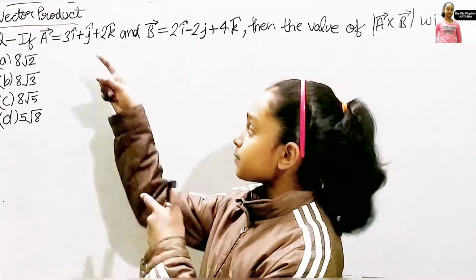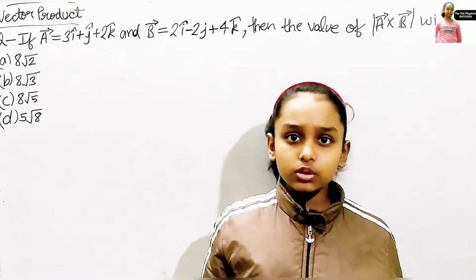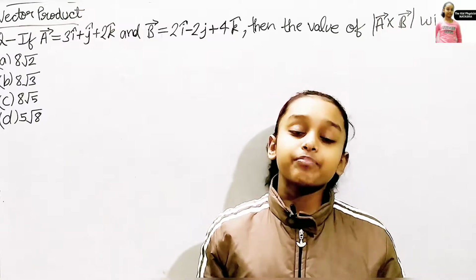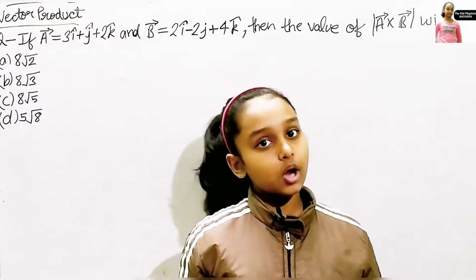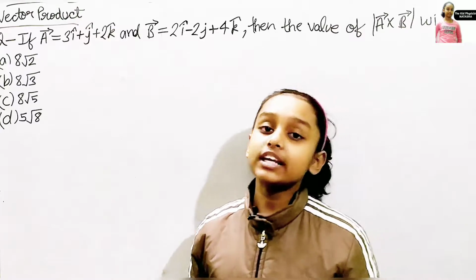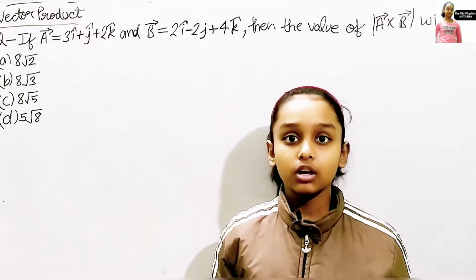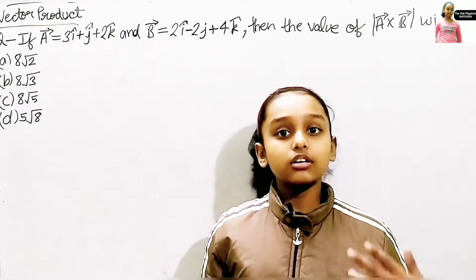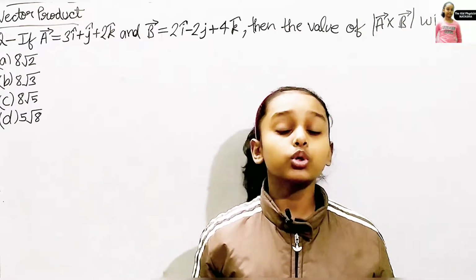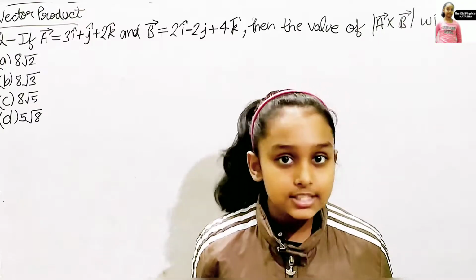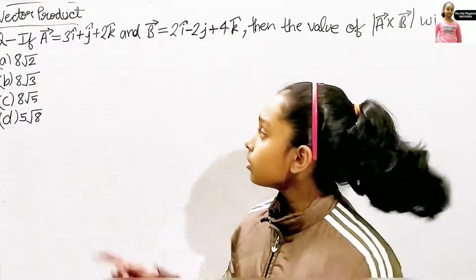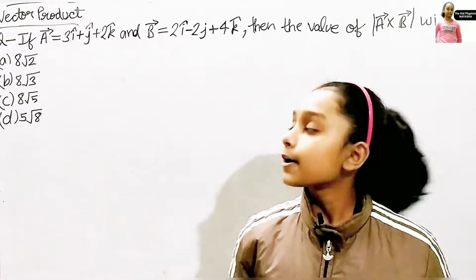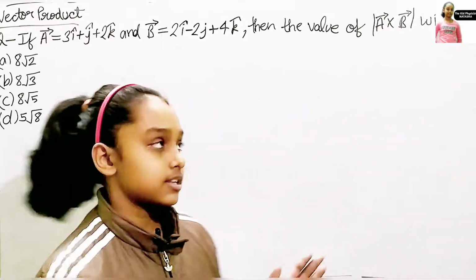We are going to continue our vector product topic. In today's video we are going to do some questions related to our previous topic. In the previous video we discussed the Cartesian form, meaning when our vectors are in Cartesian form and we have to do their cross product, what will our answer be? So now we are going to do some questions related to that topic. Let's get started.